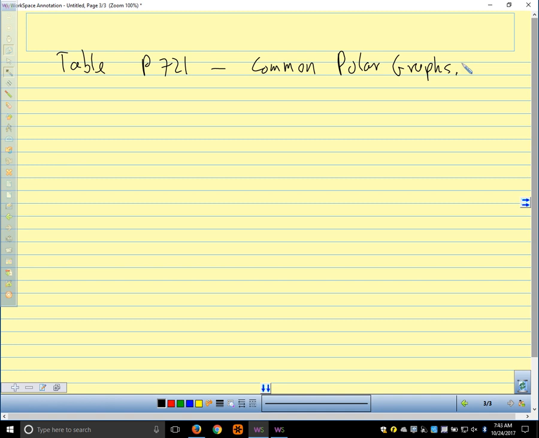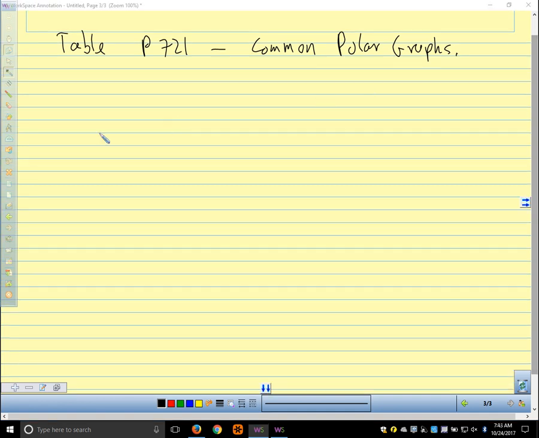All right, so let's talk about some conversions with equations. Let's convert to rectangular. First, r equals a, where a is a constant.